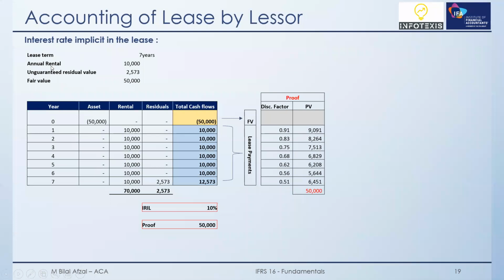Now, it's a very basic scenario. The lease term is 7 years. Annual rental is 10,000. Unguaranteed residual value was 2.5 million. In this case, we can say that the fair value and the carrying value of the underlying asset was 50,000.